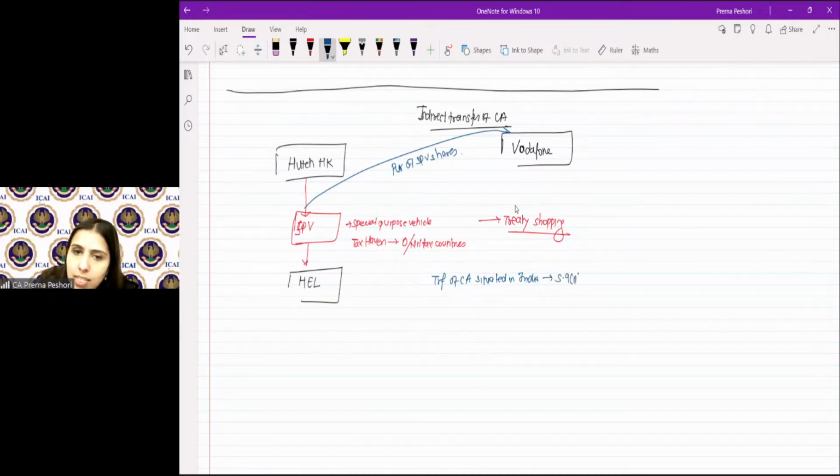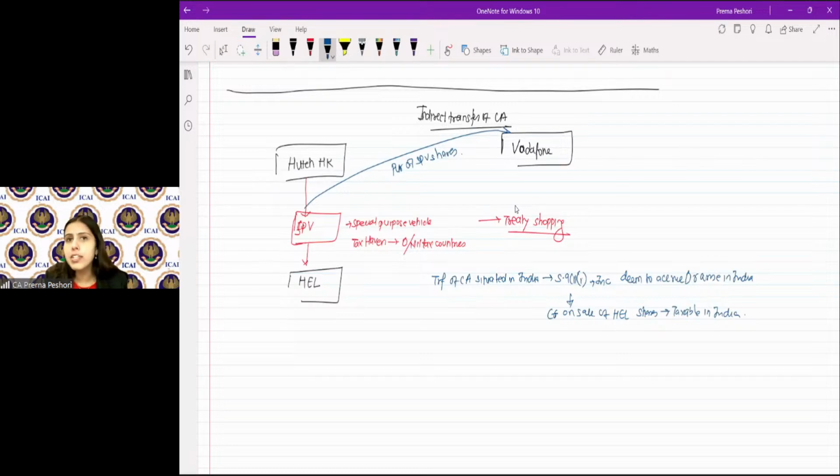So section 9(1)(i) says income deemed to accrue or arise in India. So what would have happened? Capital gain on sale of HEL shares would have been taxable in India. So what they did is, instead of doing like this, they said, let's not get into this. We do not want to pay tax on the exit. So Hutchinson said, let's sell the shares of this SPV company. So the capital gain will not be taxable in India because this SPV shares are not situated in India.